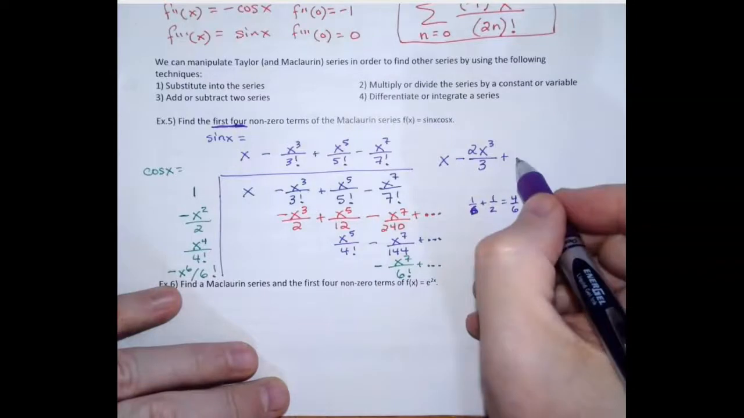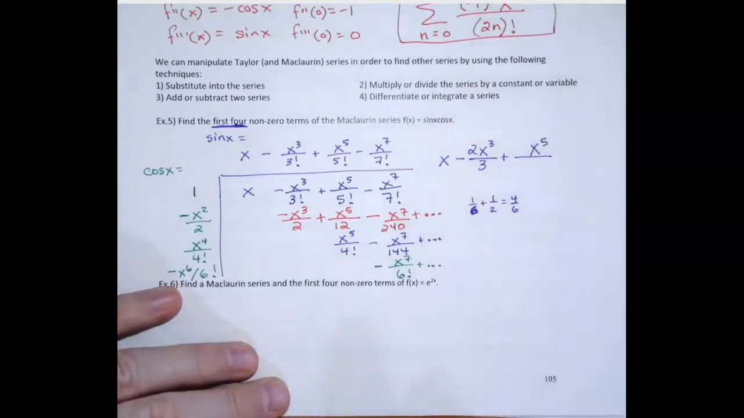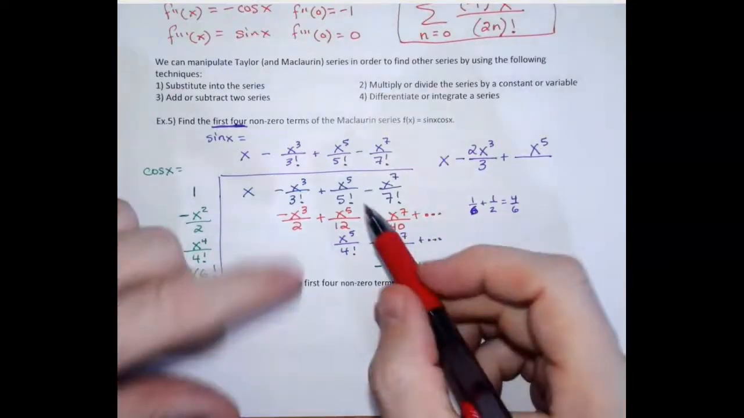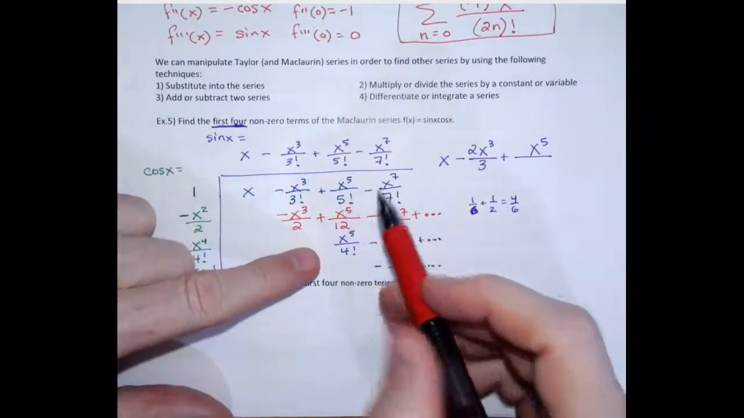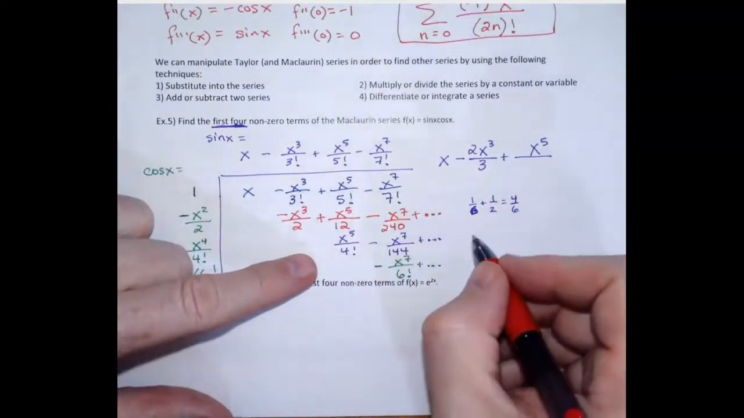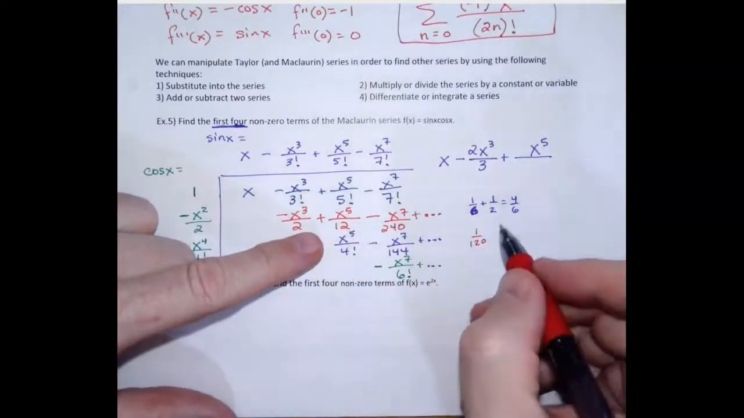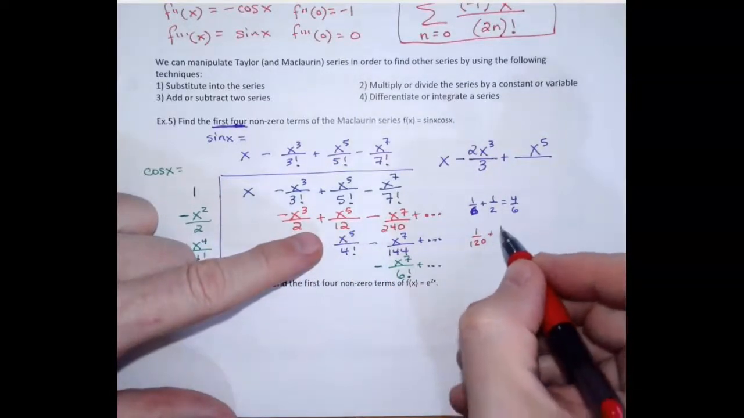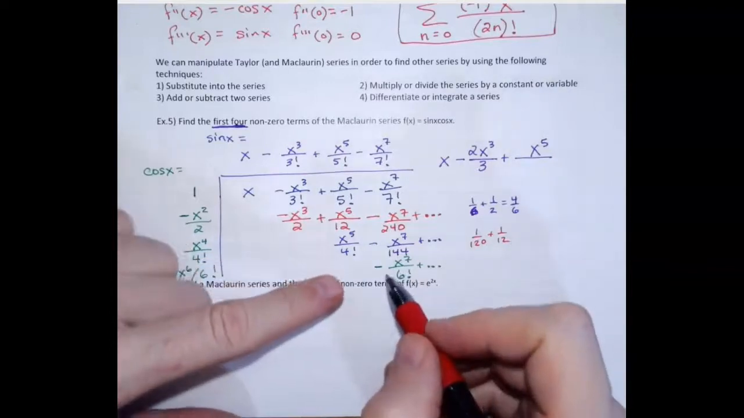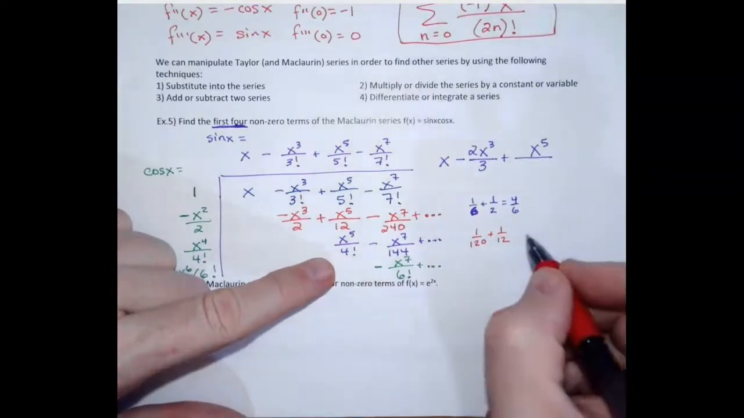Okay, and then we're going to go to this next one, that's going to be x to the 5th. I'm going to use a different color for that. So that's going to be, interesting, 5 times 24 is 120. So that's going to be 1 over 120. And this is plus 1 over 12. And this is 1 over 24.